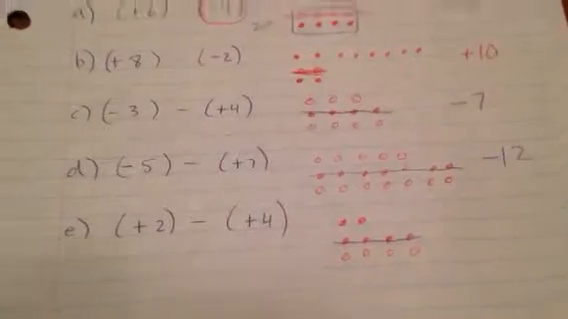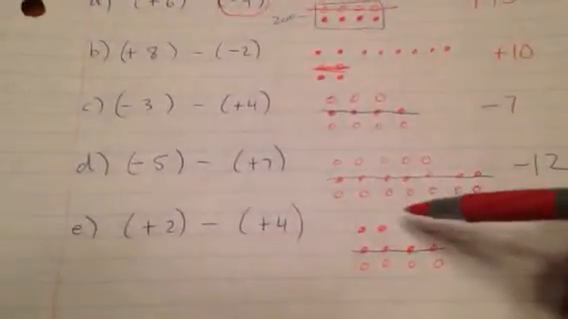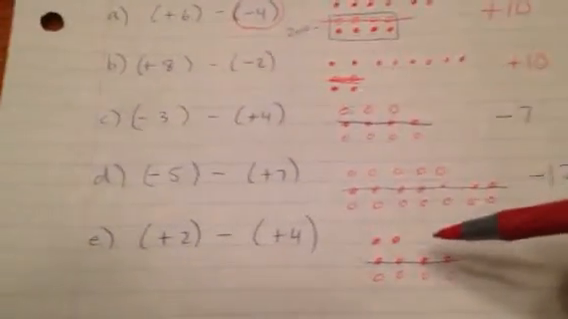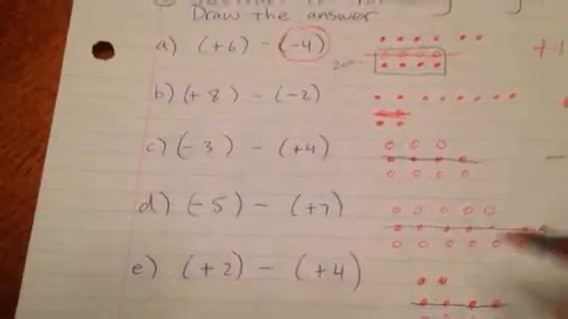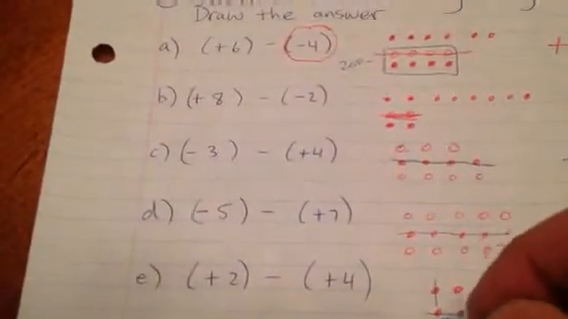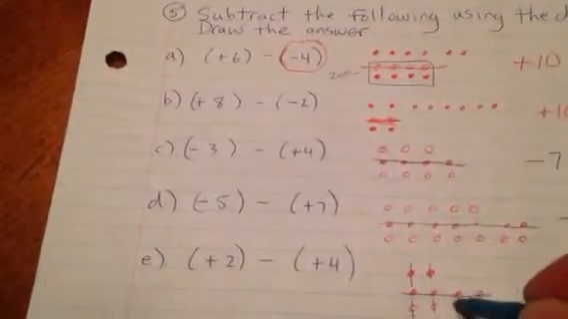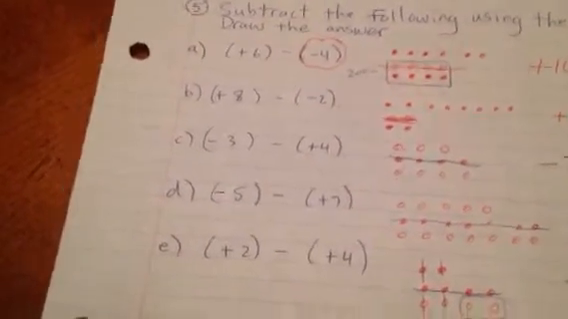So what's left now is my positive 2 and my 2 0 pairs here, right? Because I have my opposites. So what's left is this. That's a negative 2.